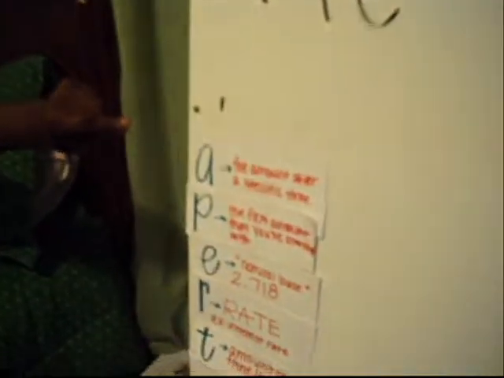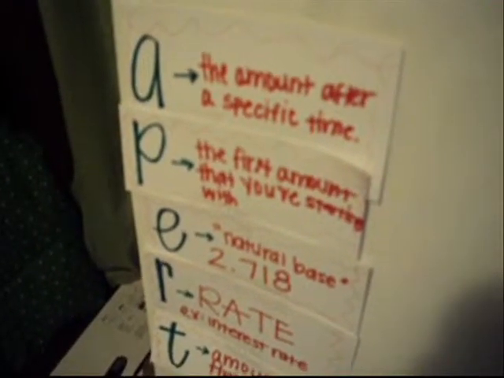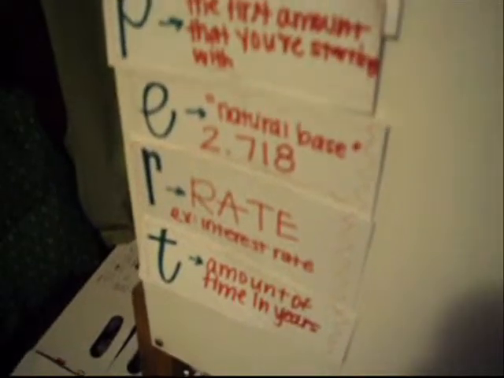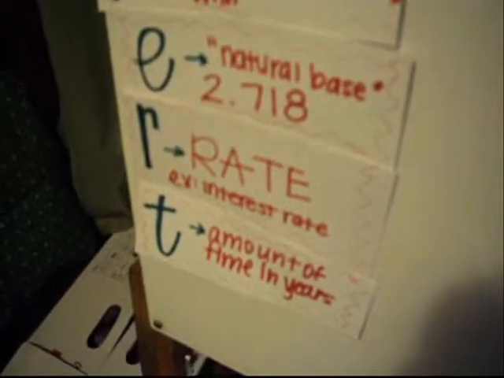A is the amount after a specific time. P is the first amount that you're starting with. E is the natural base, also known as 2.718. R is the rate, for example, interest rate. And T is, of course, time.